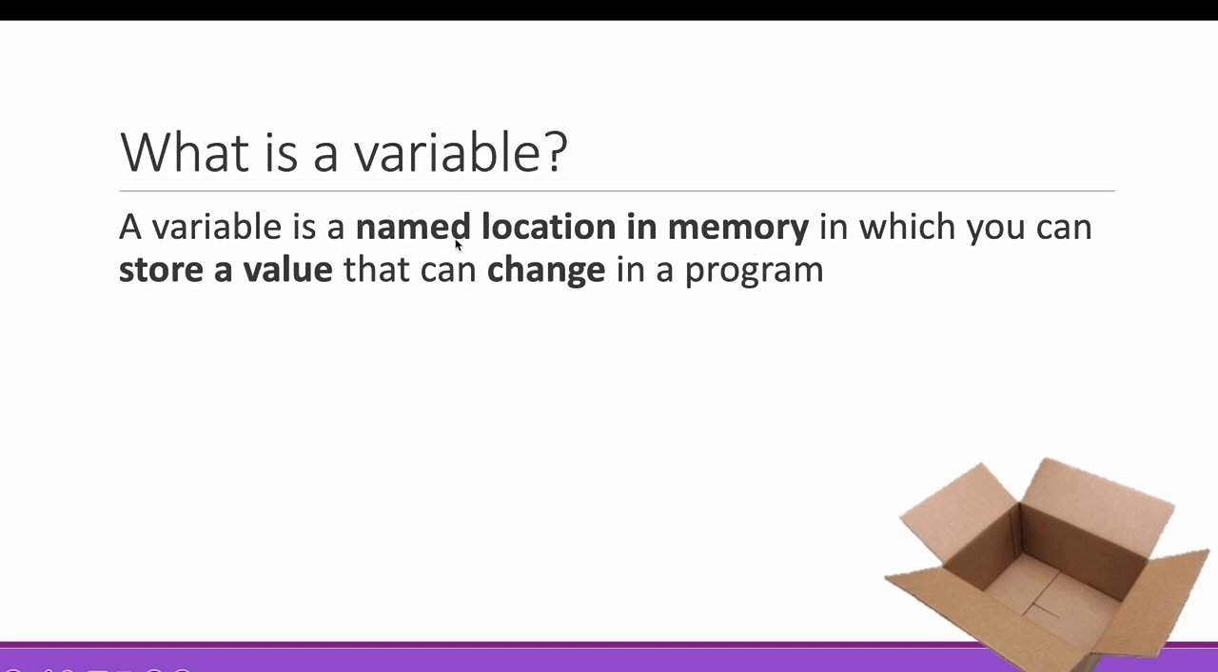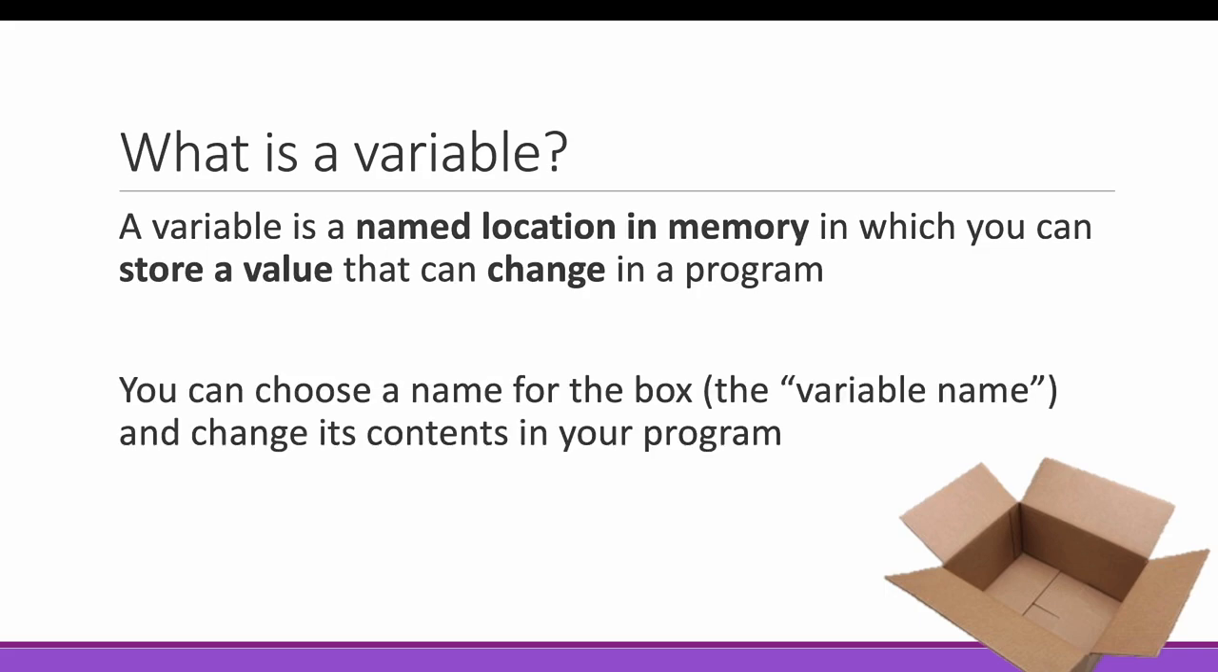So named means that it's given a name, and a location in memory means that when the program's running, it's held in memory, in which you can store a value. So we're storing one value in memory, and it can change within a program. So variable is like the word vary. Vary means to change, so variables can change within a program.